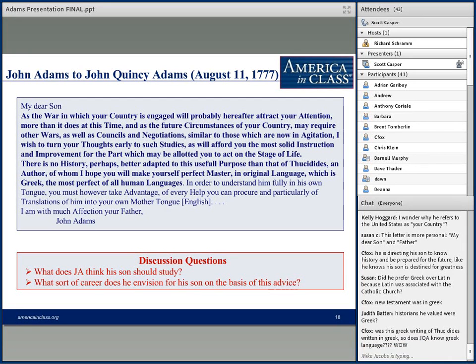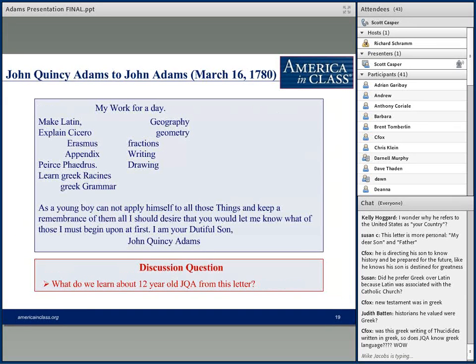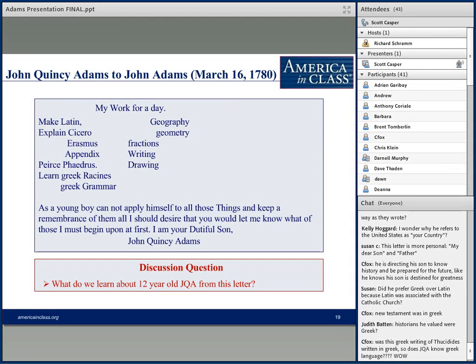I think it's fair to say that it's practical preparation for public life for people who are going to be entering into, say, politics and law. And I'm going to take us to the next letter because it's going to illuminate this even further. Here's John Quincy, and this is a few years later, writing to his father about his own work for the day. And this gives us a sense of the larger education that we're talking about here.